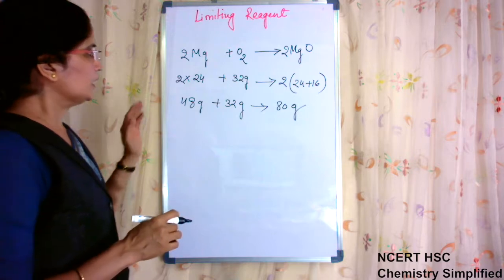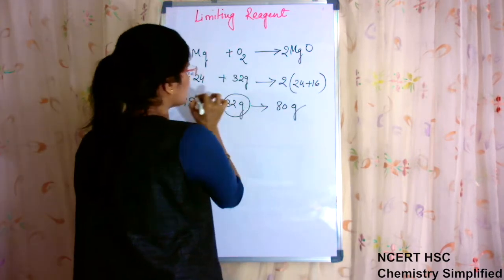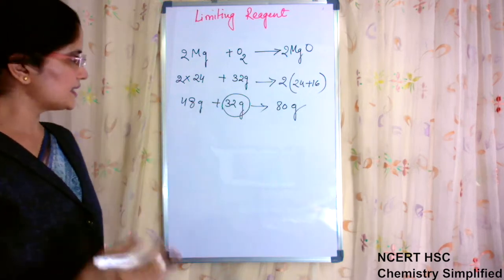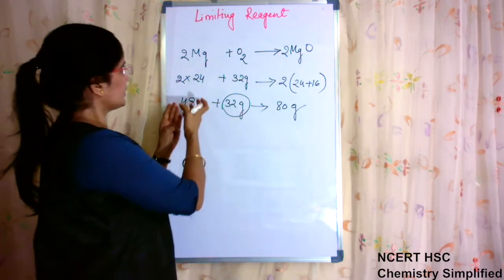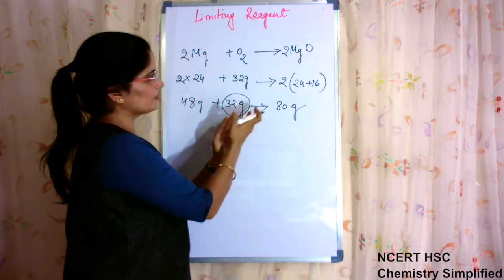Now, suppose oxygen is present in less than 32 grams, then what will happen? Magnesium will not get the required amount of oxygen to convert into product.